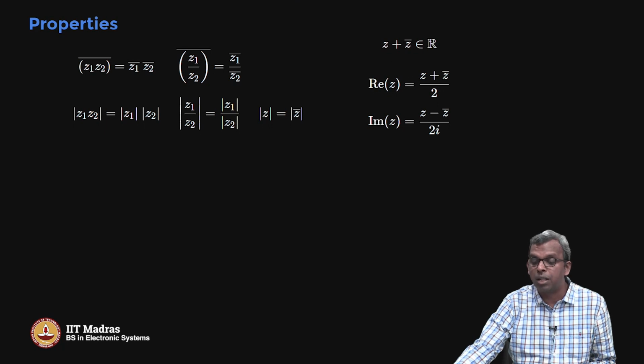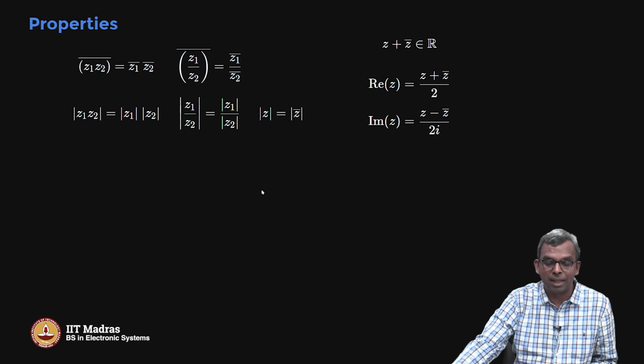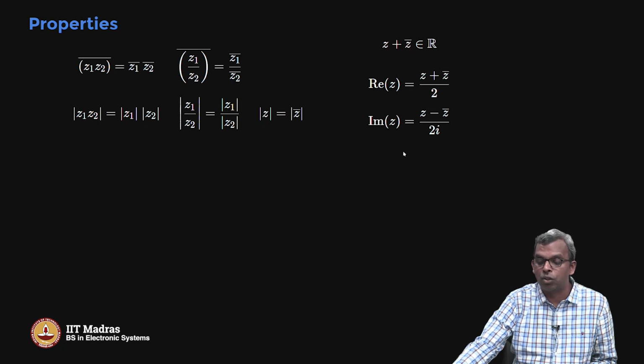Z plus z bar is also real. Okay, but z plus z bar can be negative, right? We saw z bar is real and non-negative, but z plus z bar can be negative, but it's always real. In fact, these two formulae are very nice to remember.